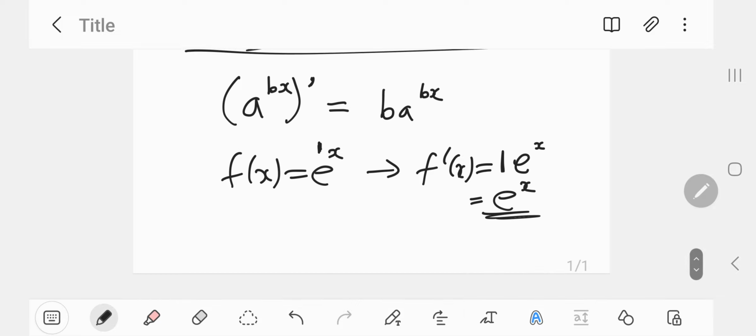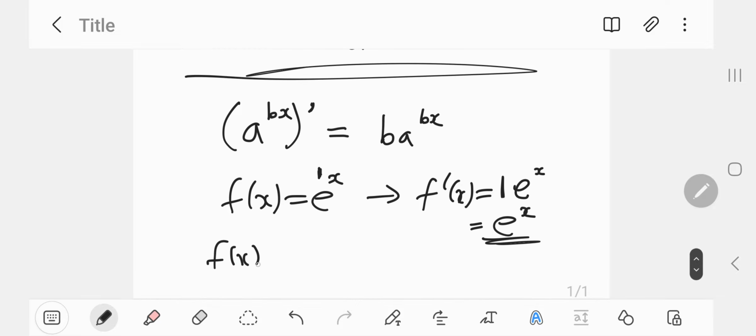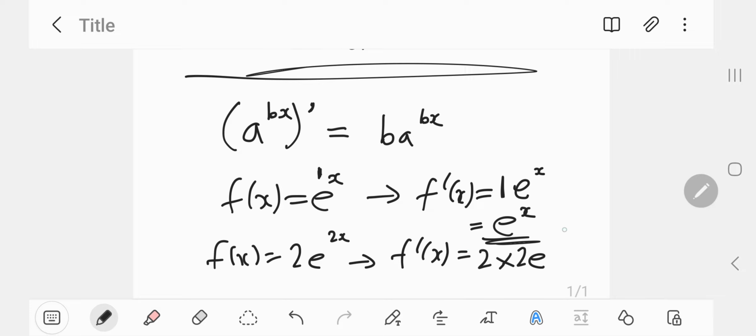But if you have a number at the front, let's say you have f of x is equal to 2e to the 2x, what you do to find the derivative, you just bring down the 2, the coefficient of x, so you have 2 times 2, e to the 2x, keep the 2x as it is. So 2 times 2 is 4, you're left with 4e to the 2x. So you take the derivative of an exponential.